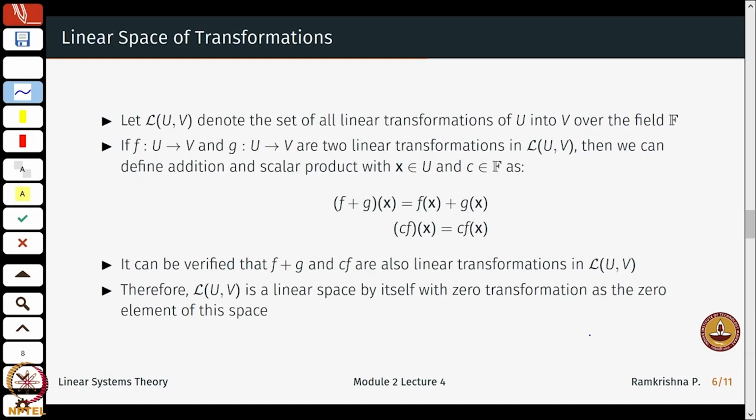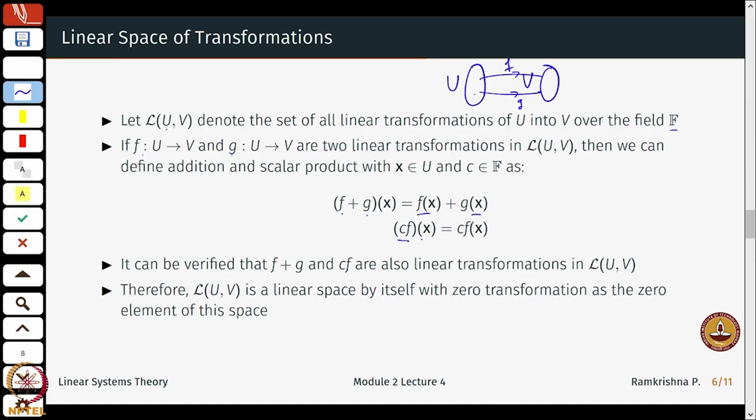Okay. So, let us look at the linear space of all transformations. I just take u and v, like the usual subspaces, and I club together the set of all linear transformations of u into v, again defined over a field F. So, say for example, if f and g are two linear transformations, then we can define f plus g acting on x to be the same as adding f of x and g of x, similar to the function spaces that we saw earlier.